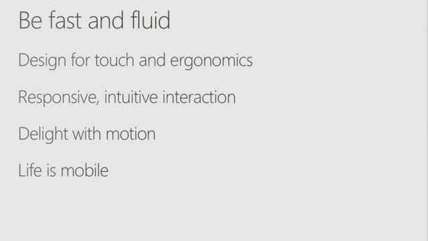Okay, so the next thing we want to talk about is fast and fluid. We had talked about flow, and we talked about being in the zone within your application. Being fast and fluid is all about creating that friction-free experience where users can just fall in love with your app. And one of those is designing for touch and ergonomics. So people can use the device, whether they're carrying it around or they're using a mouse and keyboard, and have a very responsive and intuitive interaction experience.